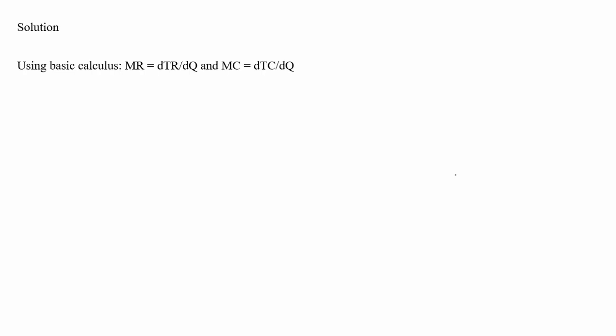So by using basic calculus, we know that we can find the marginal revenue as the differentiation of total revenue with respect to Q. Similarly, for our marginal cost, we can differentiate total cost with respect to Q, that is, per unit.